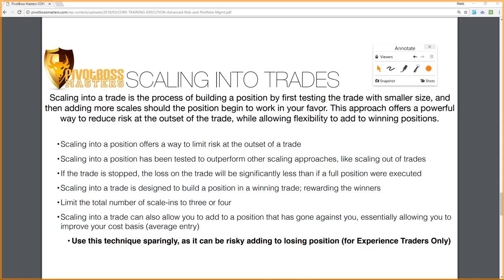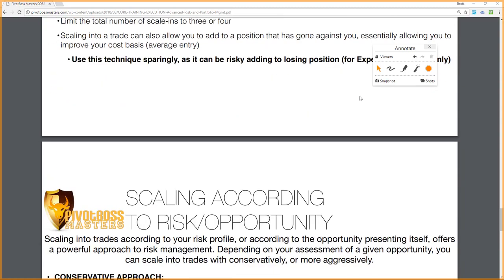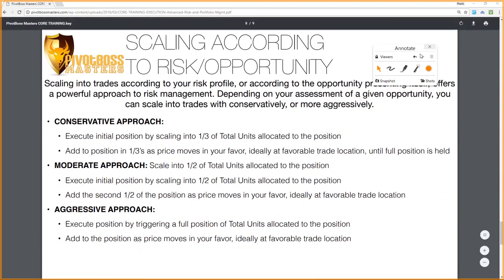Good question here by Dwayne. How does the T1 concept work with a scale in? Now that is a very, very good question, and we can talk about that here in a moment. I'll address that here in a second. Let's go to the next slide and then we'll talk about that.